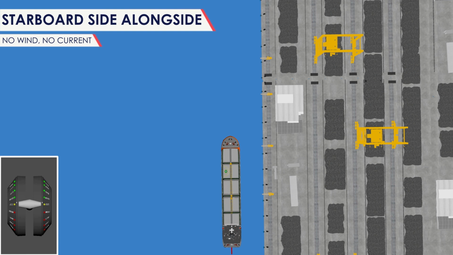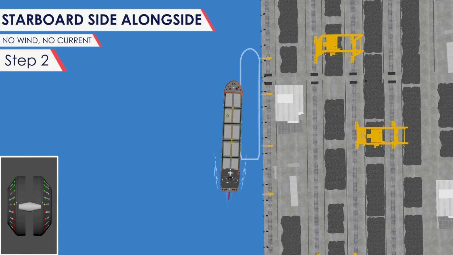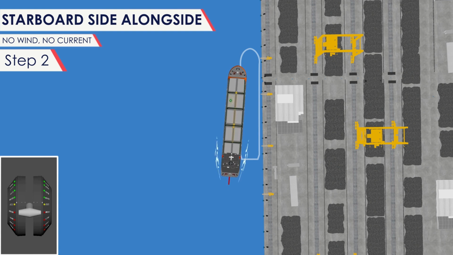So the steps here are: step 1, you approach parallel to the berth, controlling your speed to bare minimum. If you remember, for port side alongside, we approached at an angle. So here I am saying you approach parallel. Step 2, when the bow is halfway of the berth, you can use a stern propulsion. The transverse thrust will cant the bow to starboard and the vessel's bow will be closer to the berth.